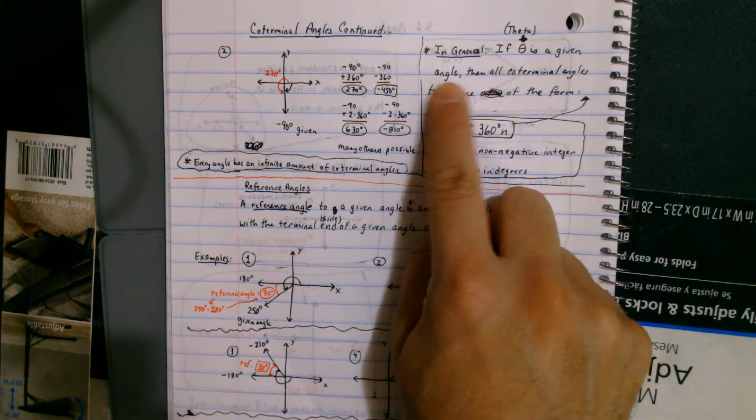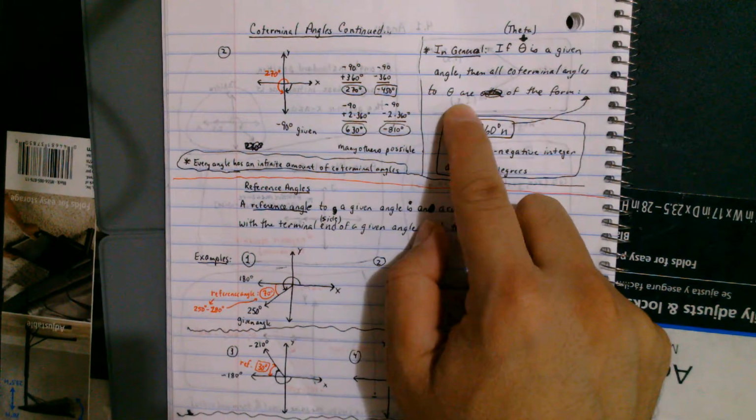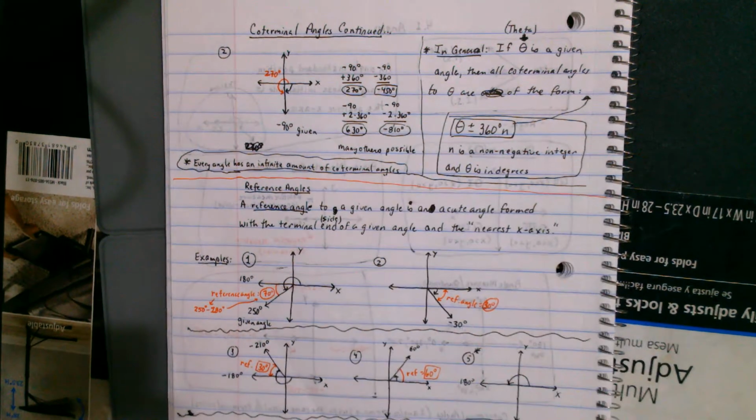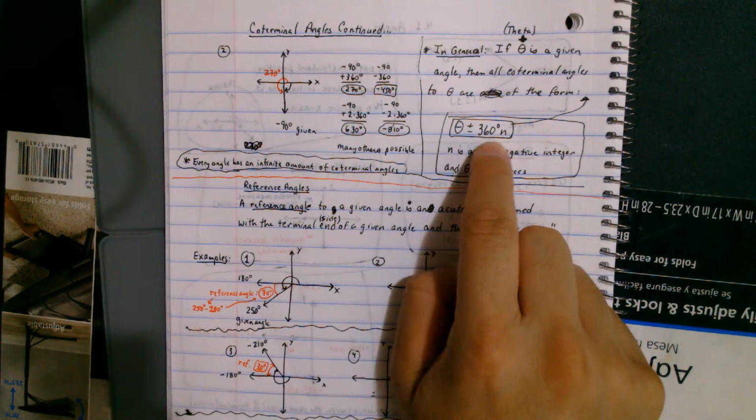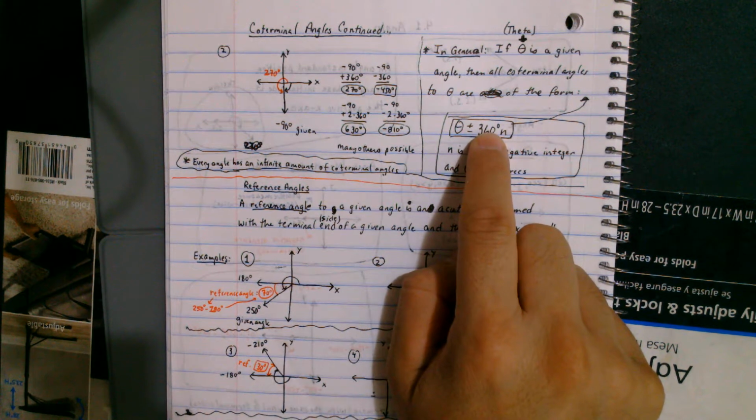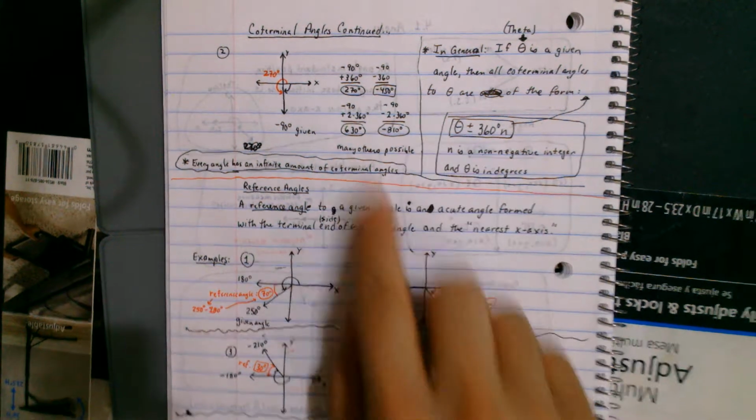If theta is any given angle, then all coterminal angles of theta are of the form theta plus or minus 360n. Now, we're in the world of degrees, so this is 360. In a while, when we learn about radians, this will be the value 2 pi. But for right now, we're looking at 360 in terms of degrees.